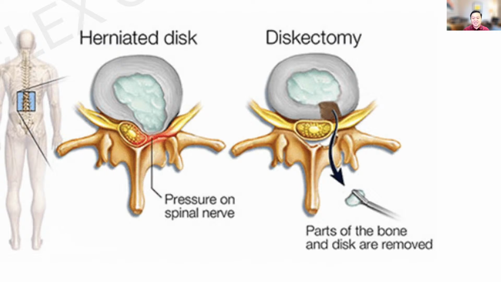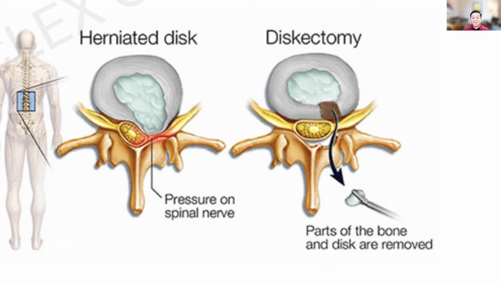Now, take note, guys, that this is a procedure that will be done under general anesthesia, and there's going to be an incision made over the affected vertebra. And also, the surgeon here will remove the herniated part of the disc and also that bone, like I have said. Now, what is the indication here for the discectomy?